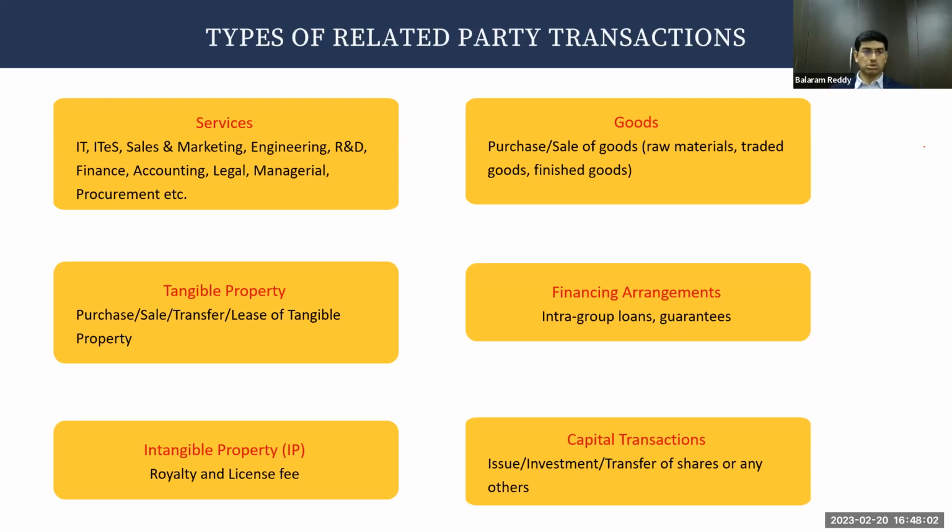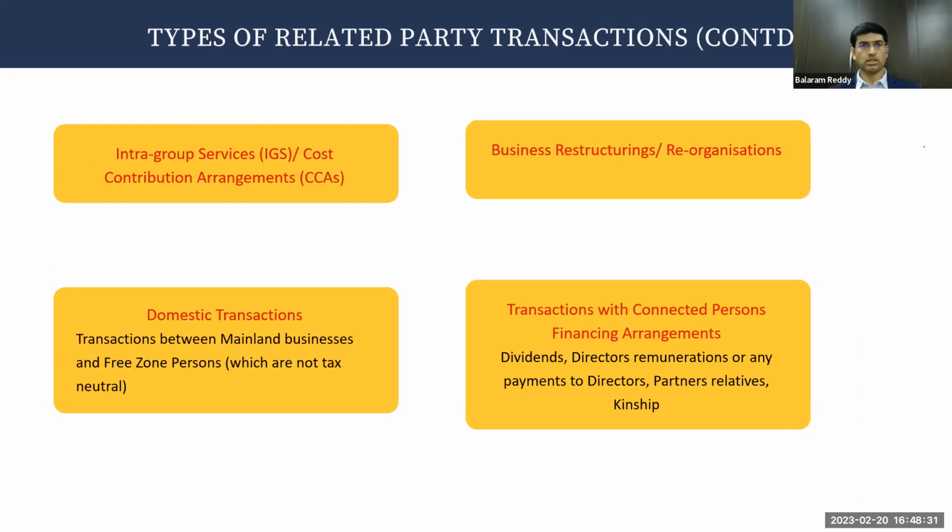Utilization or usage of tangible properties. Company A may be having the asset, but company B, which is a related party, may be using this particular asset for their business. So all these transactions and arrangements will fall under related party transactions. Financing arrangements, intra-group loans, all this will come under this. Intellectual property, royalty, licensing fees paid between these related parties will come under transfer pricing or related party transactions. Capital transactions, of course, they'll come under this.